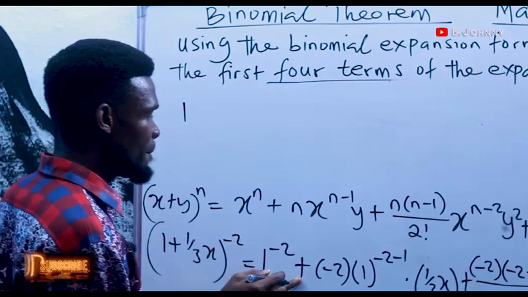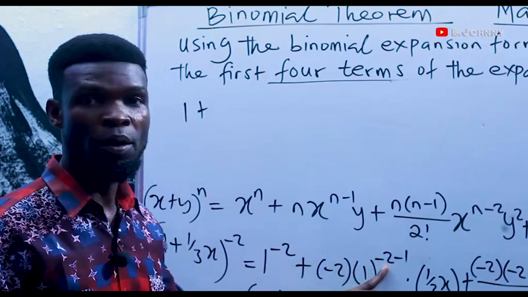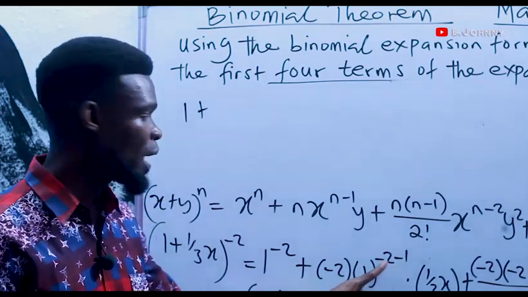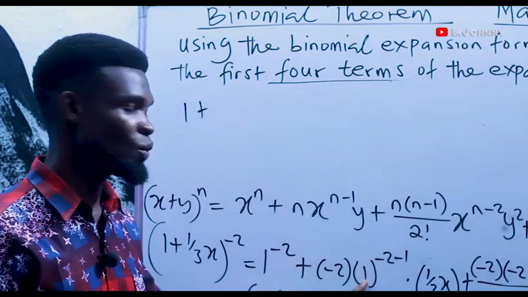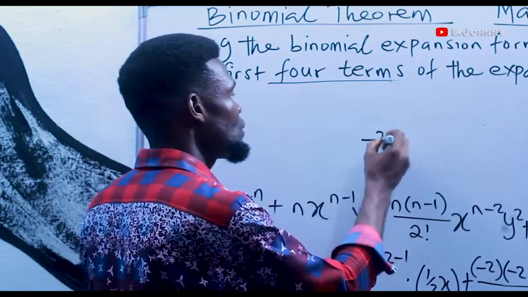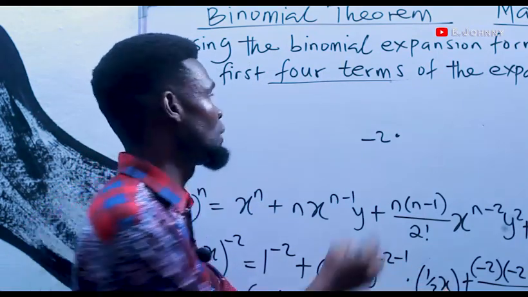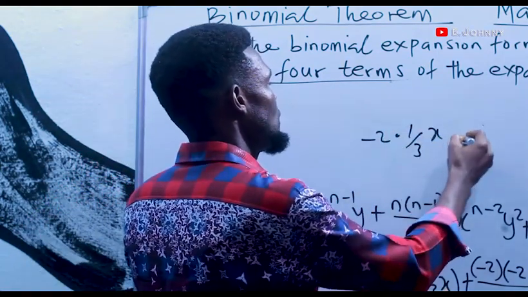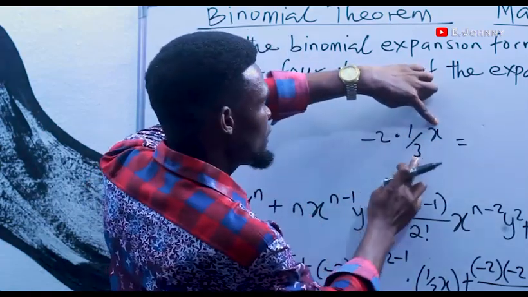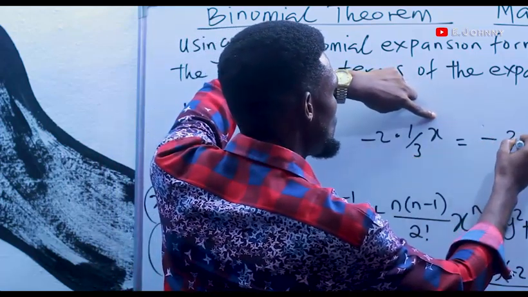So here I have 1 plus minus 2. Okay, let's deal with the power first. Minus 2 minus 1 is minus 3, and I have said 1 raised to power anything is 1. 1 times minus 2 is minus 2. Look at it, minus 2 times 1 over 3x, which is, now numerator, this x is numerator, 3 is denominator. So minus 2 times 1 times x is minus 2x all over 3.